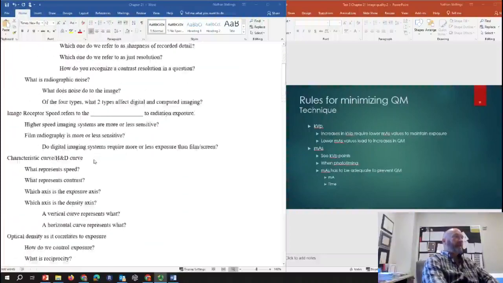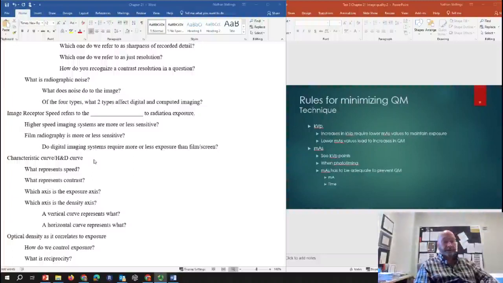So noise, the definition of noise is random fluctuations on the image, and the noise can mess up at least your visibility and possibly your sharpness of recorded detail. If you have quantum mottle, the recording of the tissue types might not be there, and if it is, then it's going to be covered up with those little speckles that you'll see because of a lack of exposure.